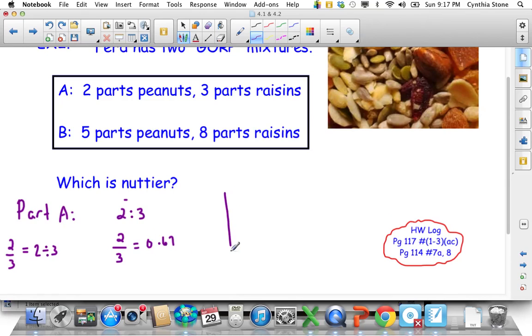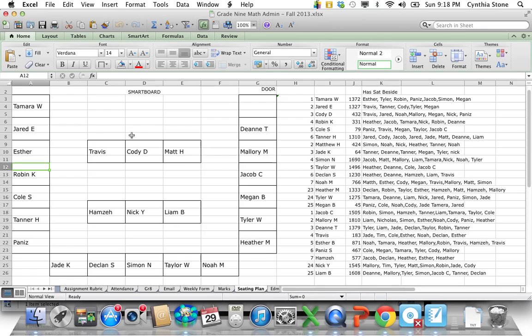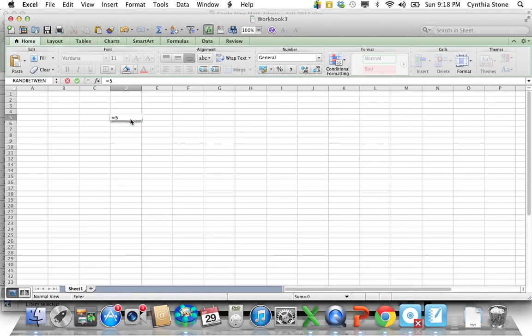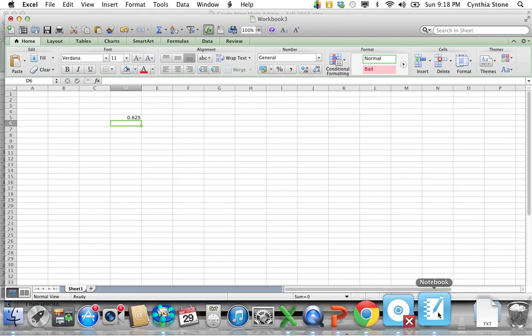Well, let's look at part B. Here we've got a 5 to 8 ratio. Right? Well, that could be written as 5 divided by 8, which is equal to, so see, I don't have a calculator on me. Quickly, I can put this in my spreadsheet. A spreadsheet can be worked as a calculator. 5 divided by 8, you could get your calculator out. And it's 0.625. So let's come back to our note.